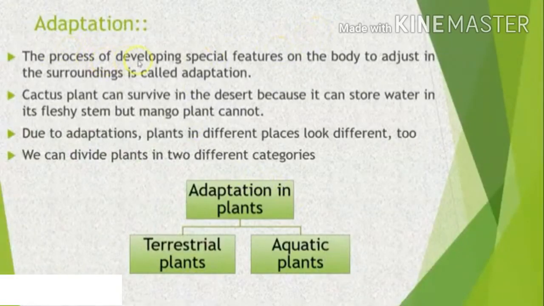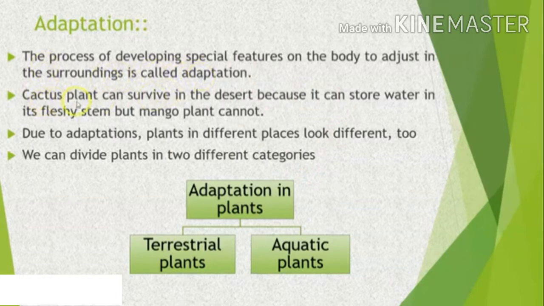Now listen carefully and remember it. Adaptation: the process of developing special features on the body to adjust to the surroundings is called adaptation. So the special features that a body acquires to live in a place are called adaptation.